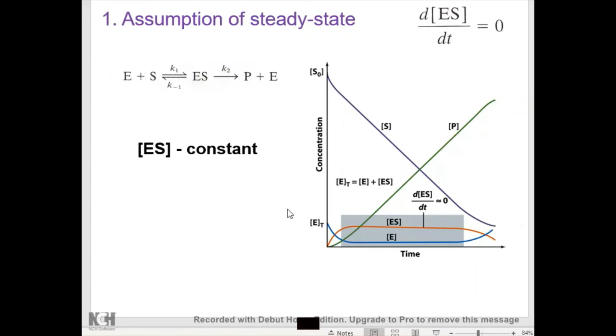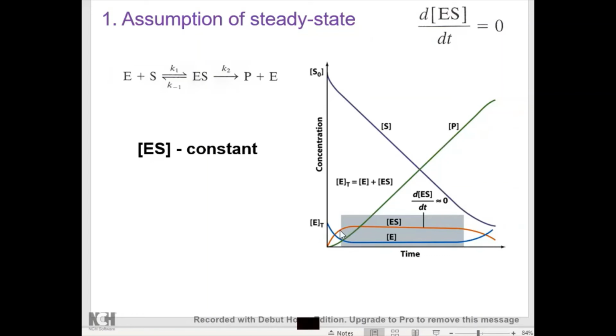Is it true for a biochemical reaction? So it is, in some cases, an acceptable assumption. Let's take a look at the change in concentrations of participants in a typical biochemical reaction. Obviously, substrate concentration goes down over time, product concentration increases.